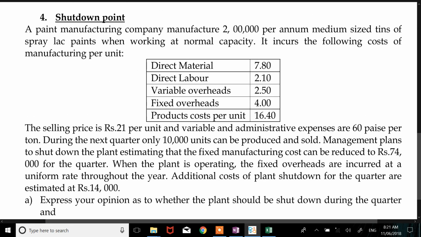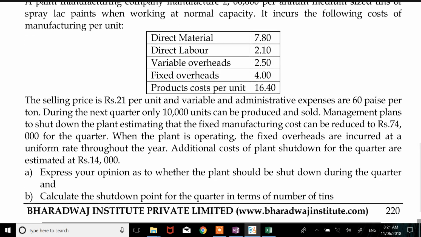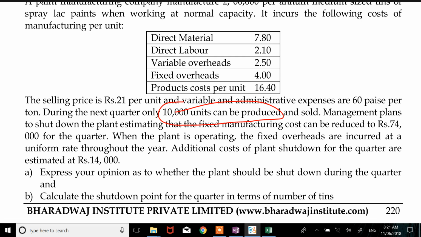Okay, now coming to shutdown point. See, basically what has been given in this question is it has some manufacturing capacity of 2 lakh units, and they expect how many units to be sold? Only 10,000 units can be produced and sold. So now they are thinking whether to shut down the operations for a brief period of time.